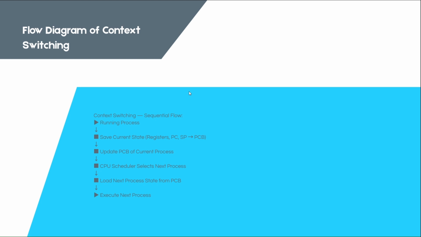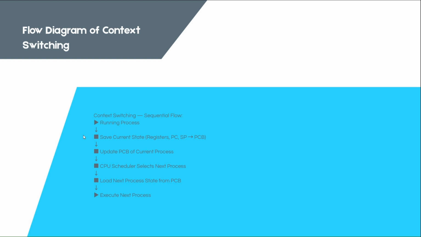This slide shows the graphical representation of context switching. Sometimes diagrams help us understand a concept much faster than theory. Let us go through the diagram step by step. The process begins with the running process. At this stage, the CPU is actively executing one process.